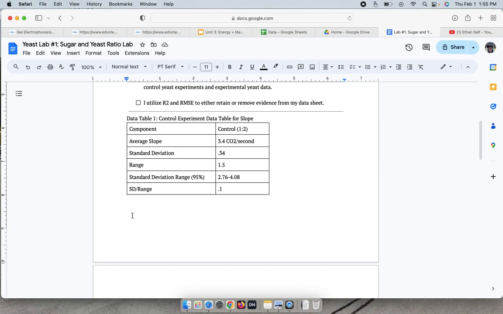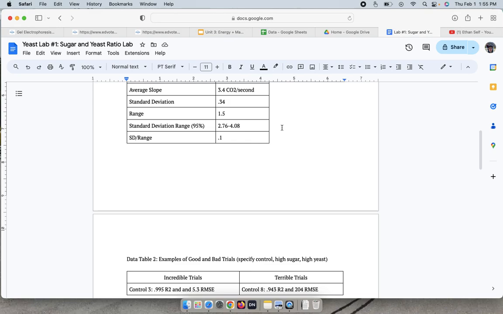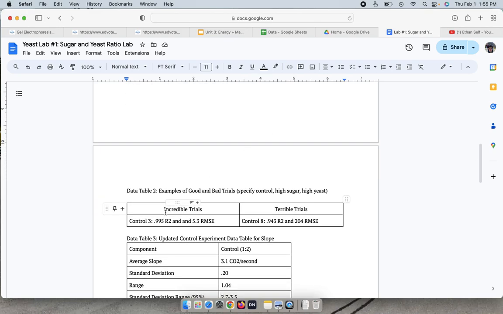Now, your homework for class on Monday or Tuesday is to take these data tables, add some columns for extra data sets, and to calculate average, slope, standard deviation, the standard deviation range, the SD range for controls, maybe types of high yeast or low yeast or high sugar or low sugar environments, to then talk about data trials that you think are incredible and terrible.